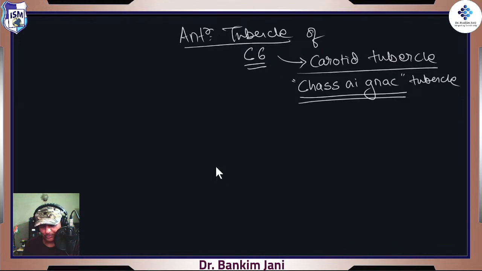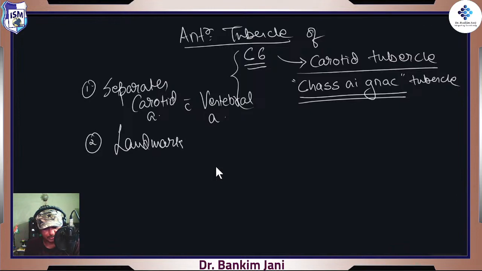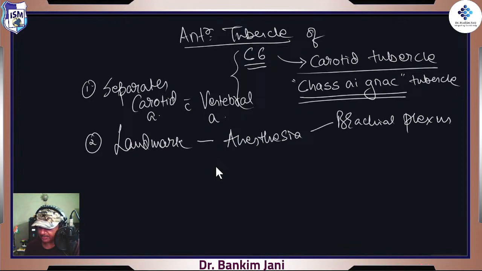Right? So this tubercle has got three very important associations. One, this is a tubercle which separates the carotid artery from the vertebral artery. This is the first thing. Second, this will be a very important landmark for anesthesia when we want to anesthetize the brachial plexus or cervical plexus. But the third importance is absolutely awesome.